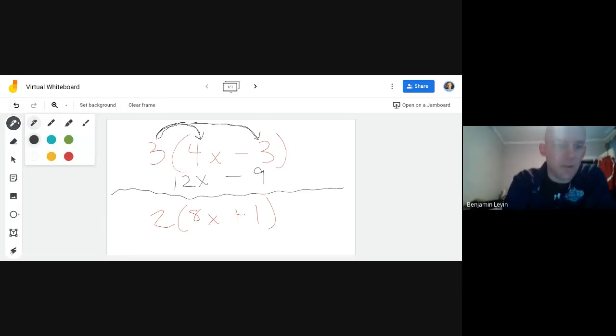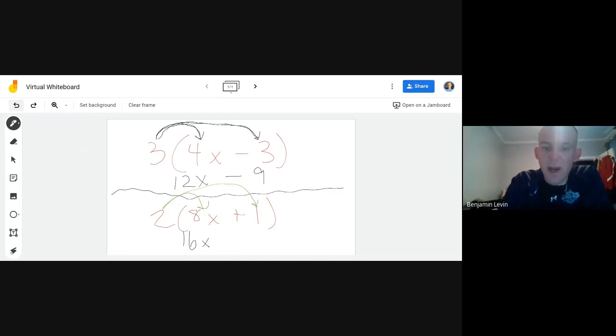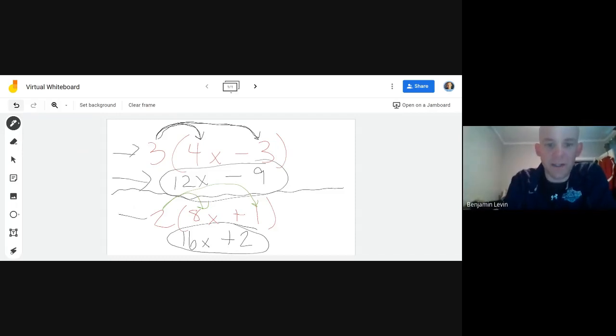Let's do it down here. Let's distribute. I'll use green. 2 times 8 and 2 times positive 1. 2 times 8x is 16x, right? Because 2 times 8 is 16, and then we have to reattach our x, right? 2 times 8x is 16x, and 2 times positive 1 is positive 2. So, to distribute these two expressions into standard form, that's all we do. This expression is equal to 12x minus 9, and this expression is equal to 16x plus 2.